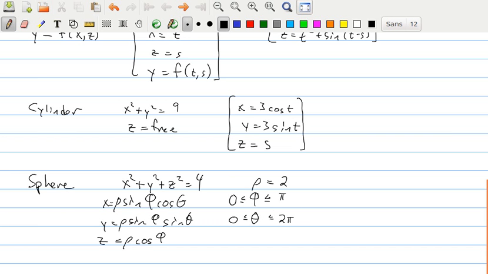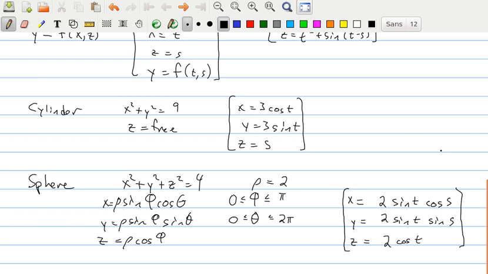So you can kind of think of these as being free. These can take on any value, whereas the rho is fixed. So if we were to write our parameterization, we'll just take the formulas that we have for spherical and fill in what we know. The rho is 2. The phi is free, so we may as well call that one of the variables. And the theta is also free, so we can call that the other variable. And then we'll just fill them in. So sine of t, sine of s, and the z is 2 cosine t. And that gives us our parameterization for a sphere.